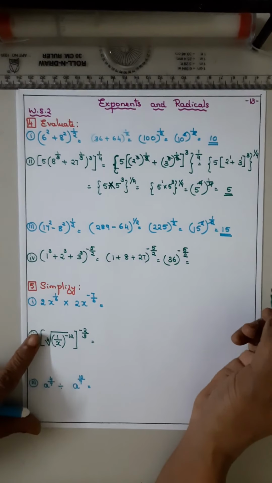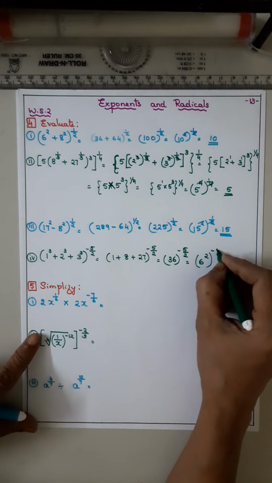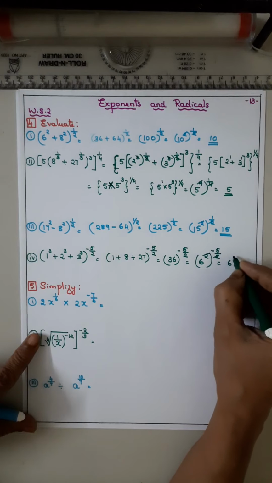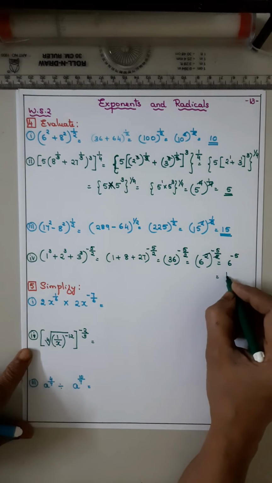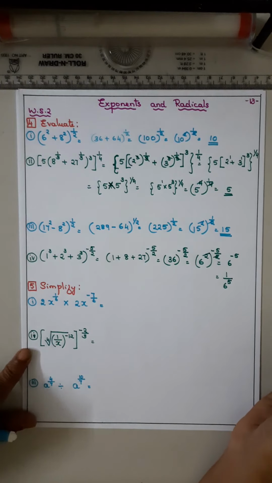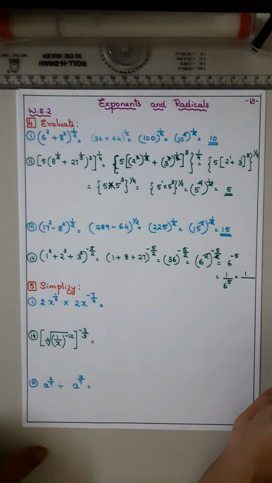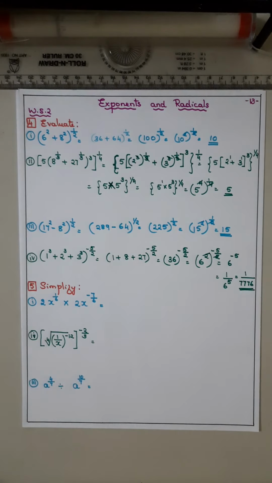Now 36, whose square is it? 6 squared, to the power minus 5 by 2. This 2 and 2 get cancelled. 6 to the power minus 1 by 5. That means it is 1 by 6 to the power 5. Why? Understood, isn't it? It is a negative power, so reciprocal. That means 1 by, now 6 to the power 5 is 7776. Multiply and see. It is 7776.